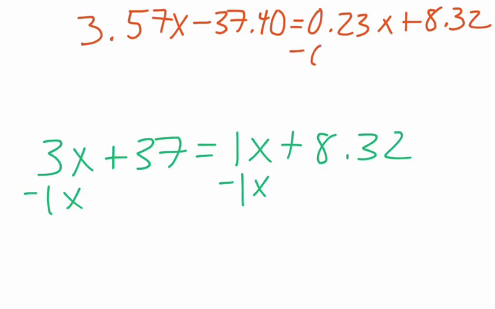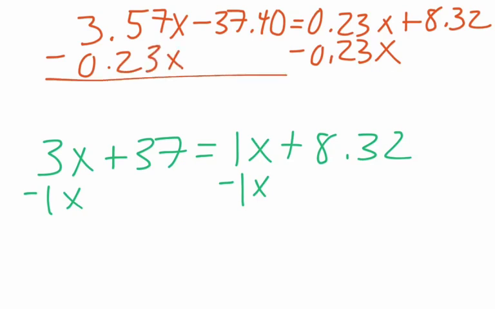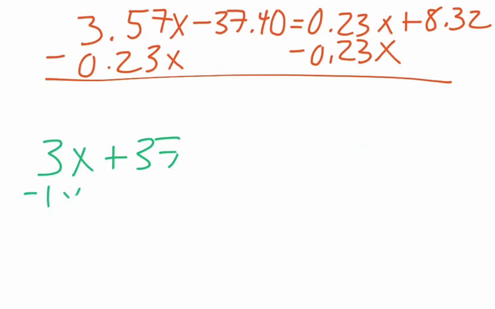If we want to isolate that x, we're going to subtract. If you look at these two algebra steps, they're exactly the same. The only thing that's different is that this problem is using integers and this problem is using decimal numbers instead. So that's what we have going on there. 3.57 minus, what is this?